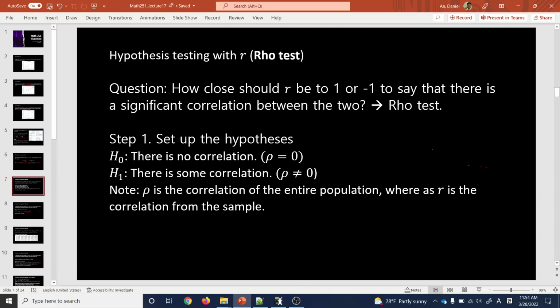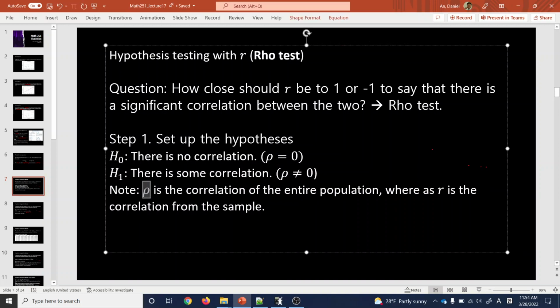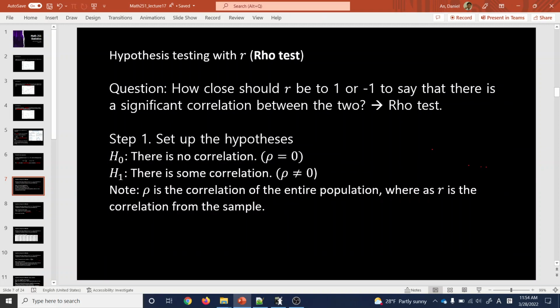And the reason we're using rho, see, rho is this letter right here, the thing that looks like a P, but it's actually a Greek letter R. And we are using the Greek letter for population values, right? So when we say rho, that's the R value, the correlation value of the entire population, whereas the letter R is used for the correlation that we get from the sample. So as usual, when we do hypothesis testing, we only have access to the value that you get from the sample, whereas you want to draw a conclusion about the entire population's value. So we want to know whether rho is 0 or not by calculating the R.